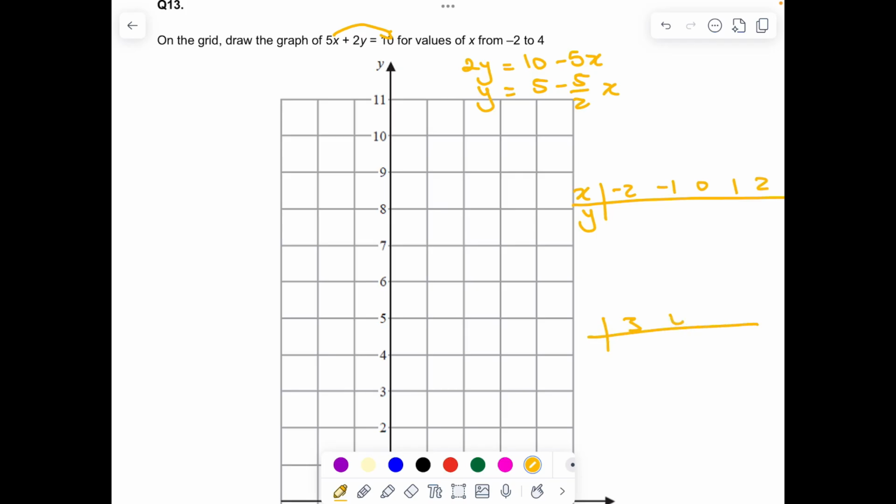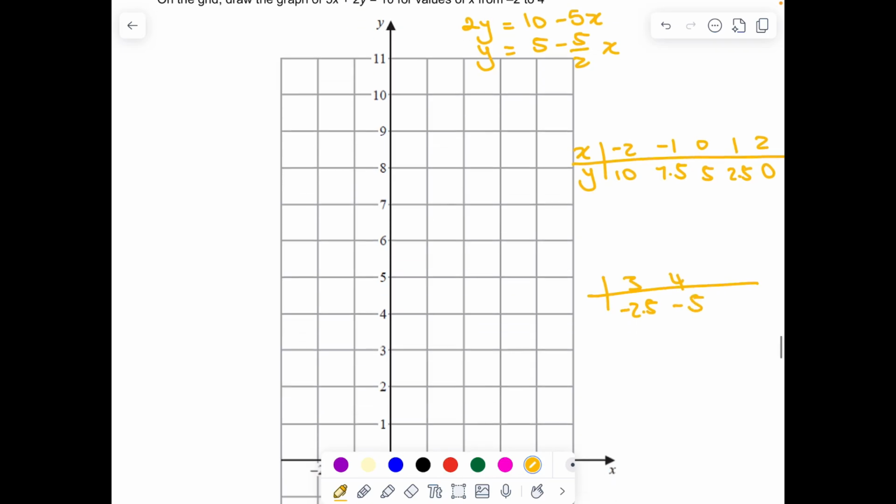2, 3, 4. Okay. And then again, remember, all of this can be done on the calculator. All I need to do is do 5, take away 5 halves times, in this case, minus 2, and I get 10. Then I do 5, take away 5 halves times by minus 1. That gives you 7.5. And so on, I keep going. So then I get 5 on this one, 2.5 here, 0 here, minus 2.5, and minus 5. And all of that can be done on the calculator.